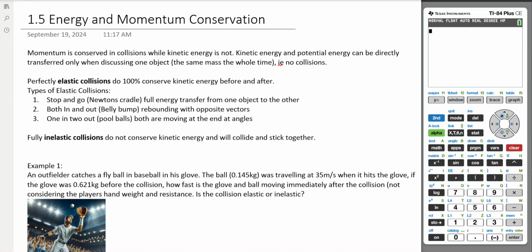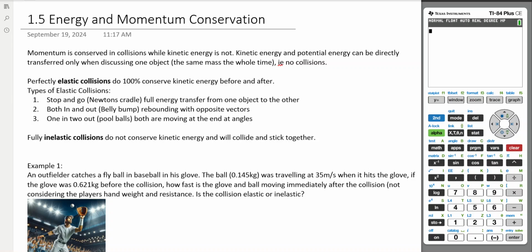Momentum is conserved in collisions while kinetic energy is not. That's the big idea here. Kinetic energy and potential energy can be directly transferred only when discussing one object, but right when there's a collision, we now have to talk about momentum. So when there's more than one mass, masses being added together, being broken apart, whatever, you need to be talking about momentum.